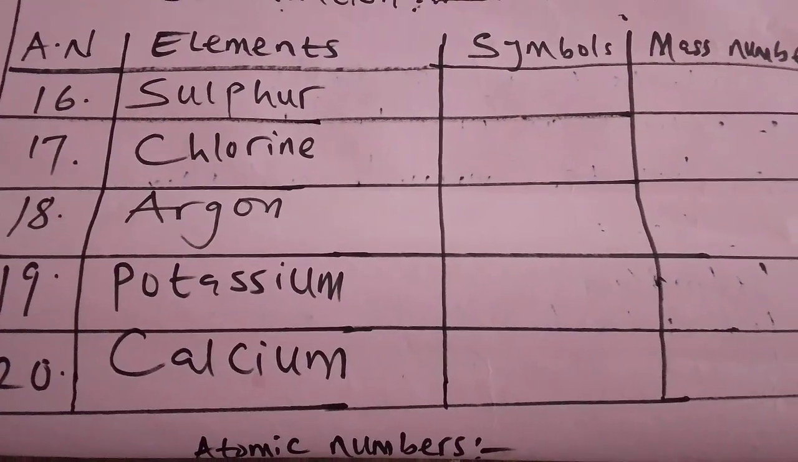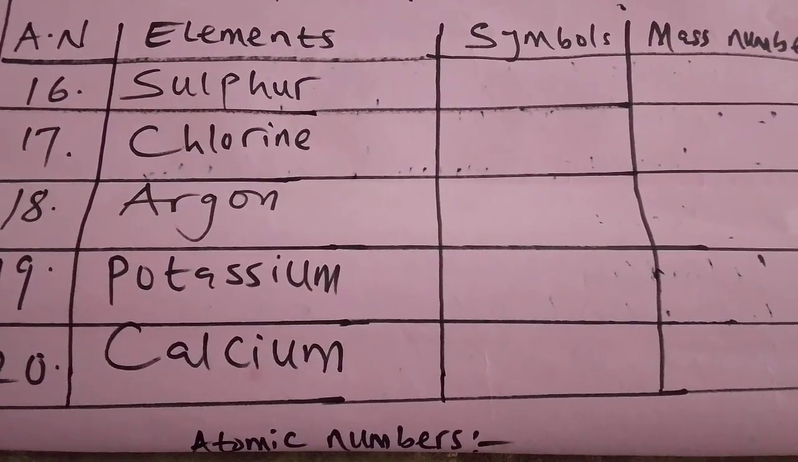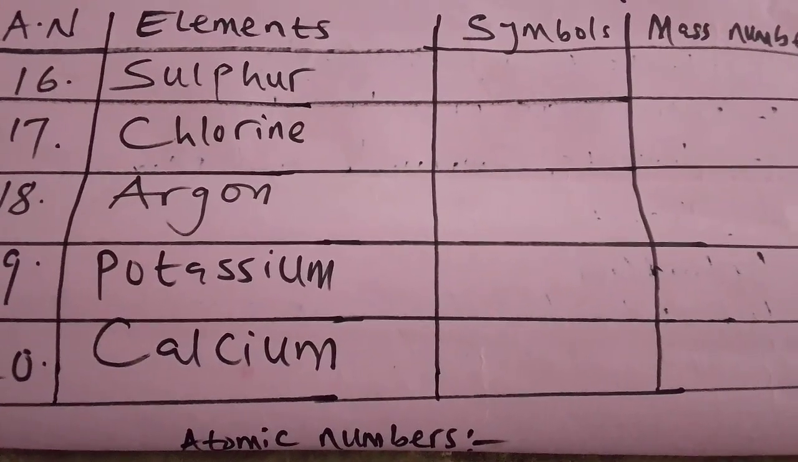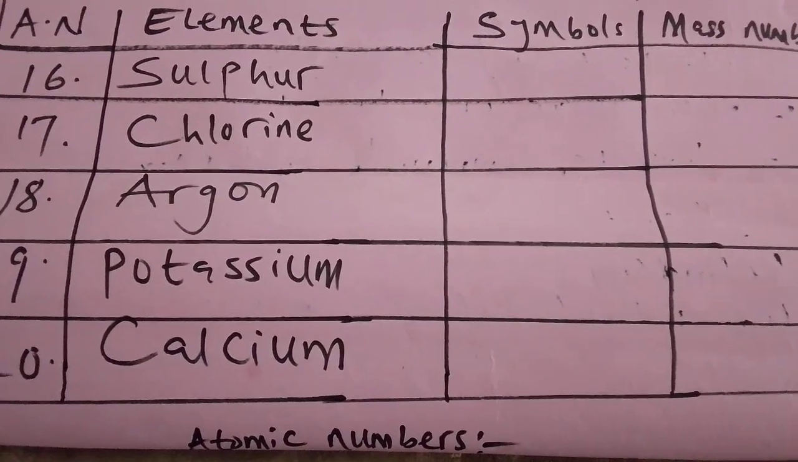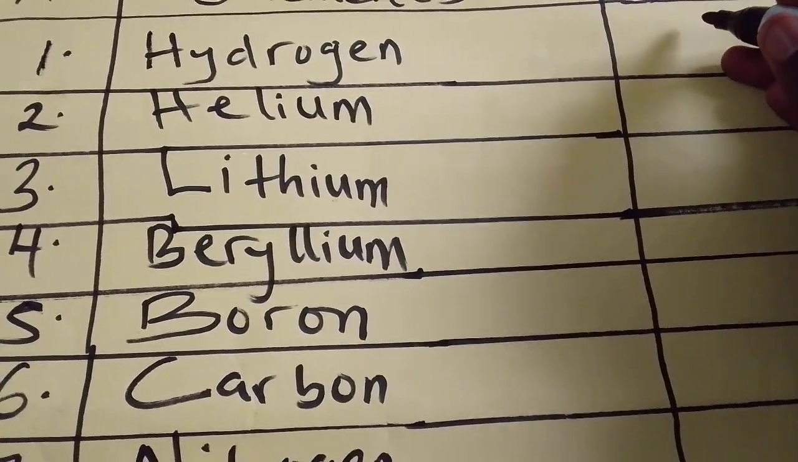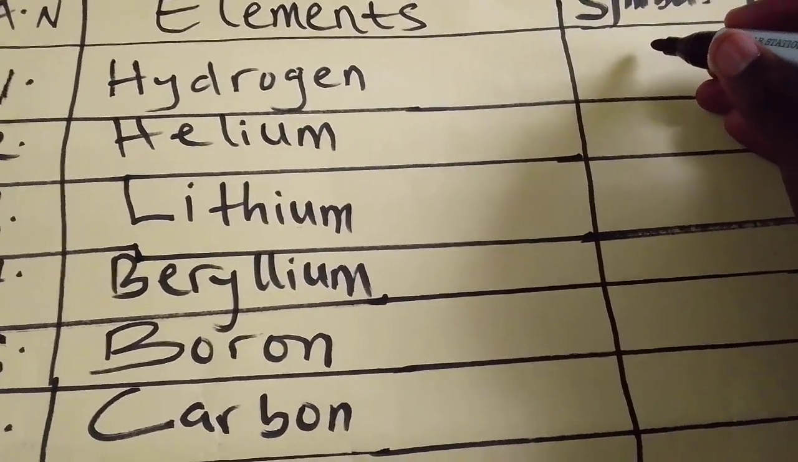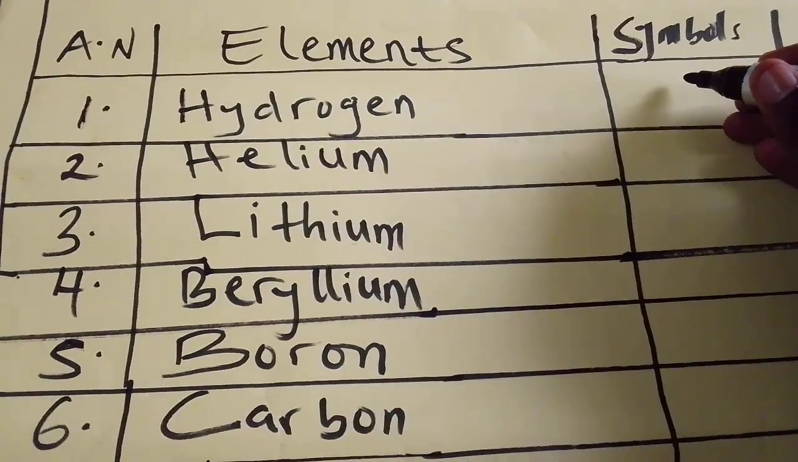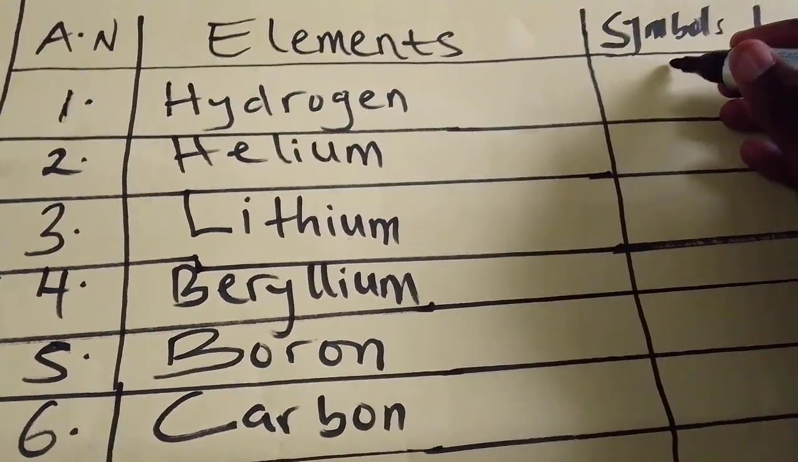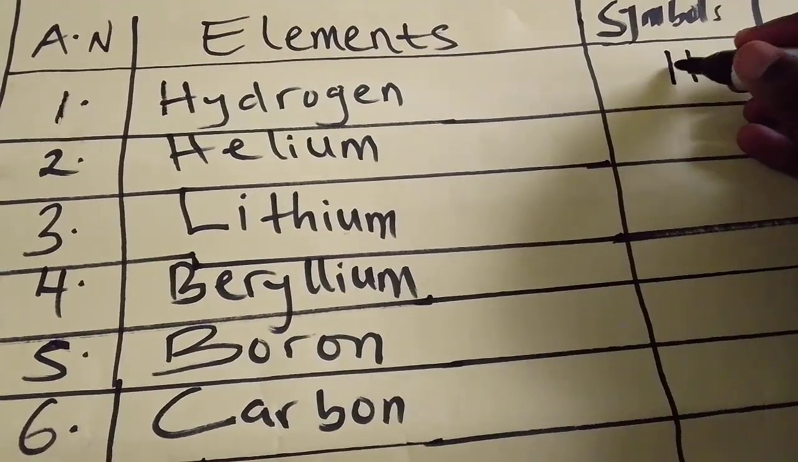Now let's go back to hydrogen, that's number 1 element. Let's start writing its symbol up to calcium before we proceed. The first element we have here is hydrogen. So the symbol of hydrogen is the first letter of its name, which is capital letter H.